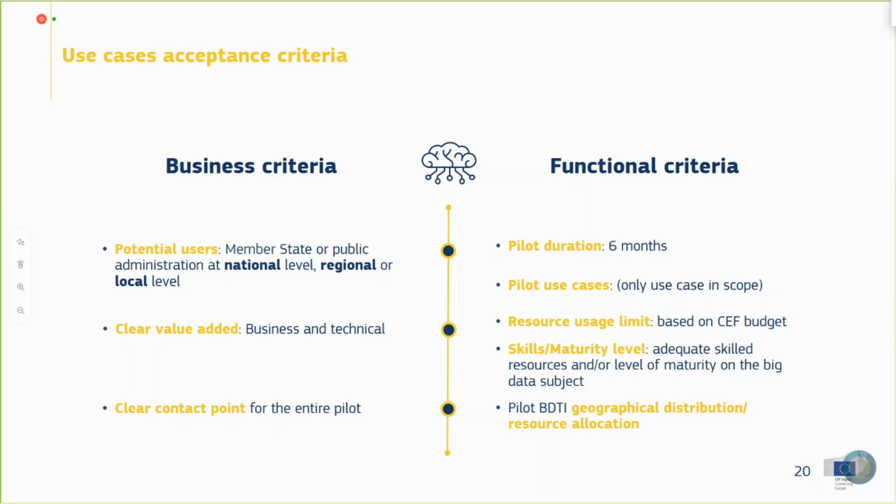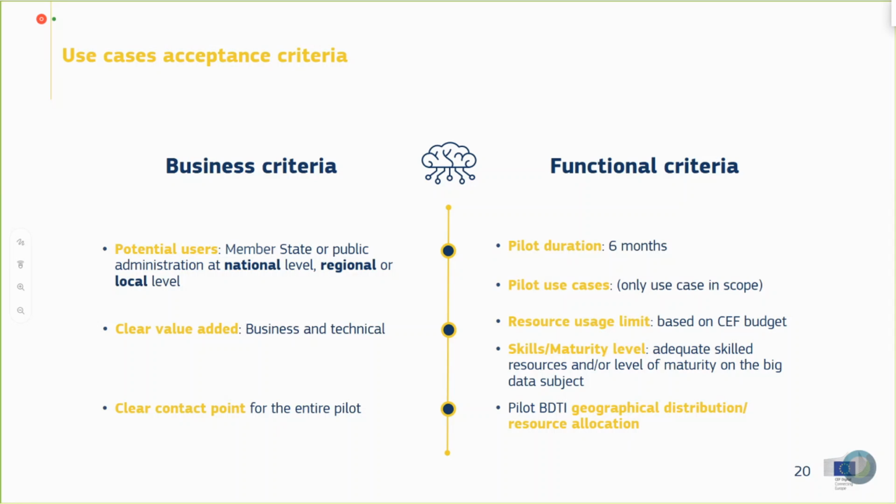Then a clear view of what the added value will be has to be clear already at the beginning of the project. And we need to have a clear contact point for the project for the entire duration of the pilot. Then we have some functional criteria. For example, a pilot project on BDTI can last up to 6 months. The type of analysis has to be in scope of the type of analysis that Blanca explained before. Then BDTI is a platform that is completely free for the public administration. So there is no need to anticipate money or to pay anything, but the pilot cost needs to fall within the budget provided by the CEF.